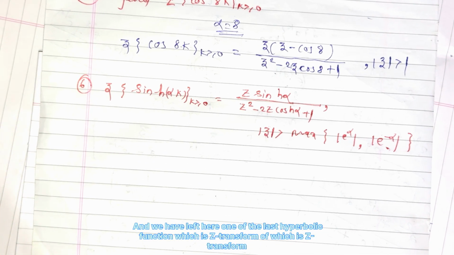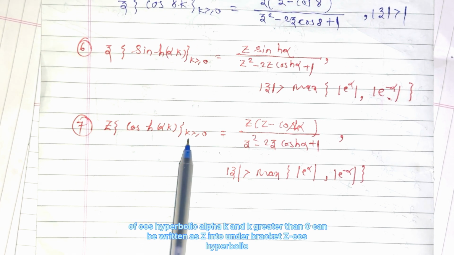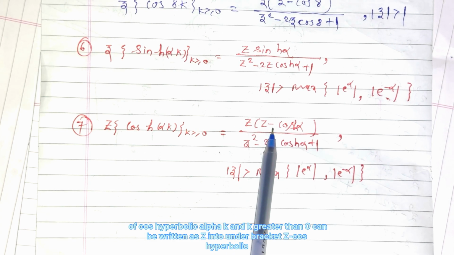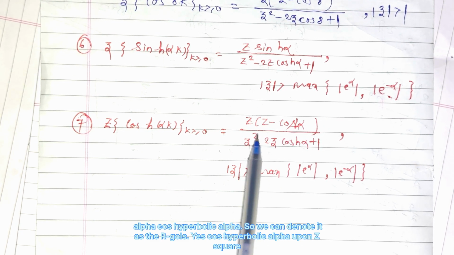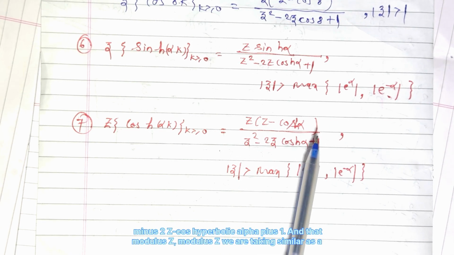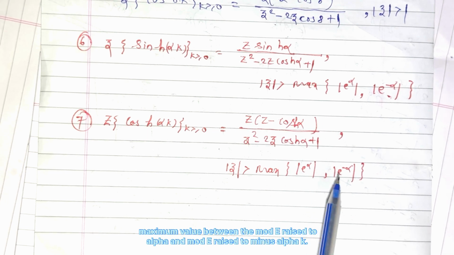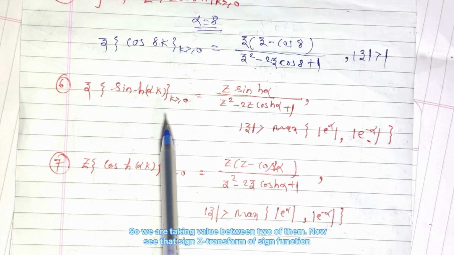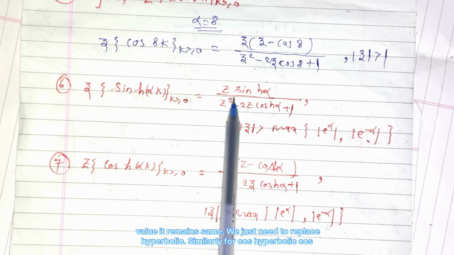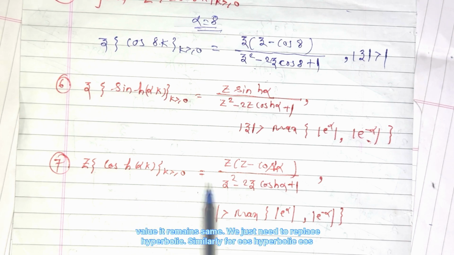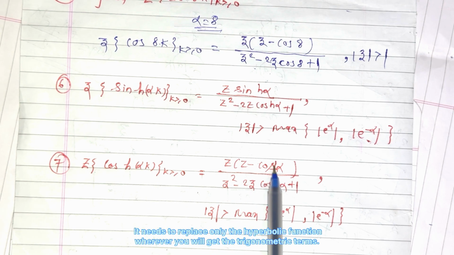We have one last hyperbolic function left, the Z transform of cosh αk for k greater than 0, which can be written as Z times (Z minus cosh α) upon Z squared minus 2Z cosh α plus 1. The modulus of Z is taken similarly, as the maximum between the mod of e raised to α and the mod of e raised to minus α. The Z transform of the sine function and the sine hyperbolic function are entirely the same, but the modulus of Z is a little different. Similarly for cos hyperbolic, the Z transforms of the cos and cos hyperbolic functions are the same. You only need to replace the hyperbolic function wherever you get the trigonometric terms.